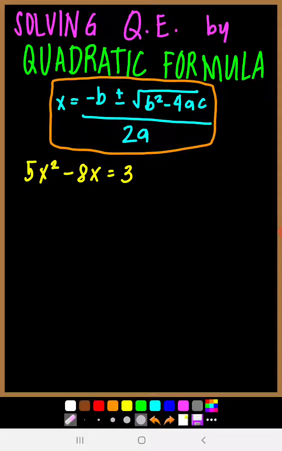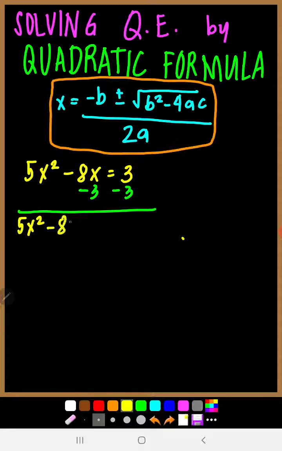So, the first step is to make sure that the given quadratic equation is in standard form. Our first example, 5x squared minus 8x equals 3, is not in standard form. As you can see, the constant term is on the right side, so we have to move it to the left side. In order to do that, we subtract 3 from both sides.